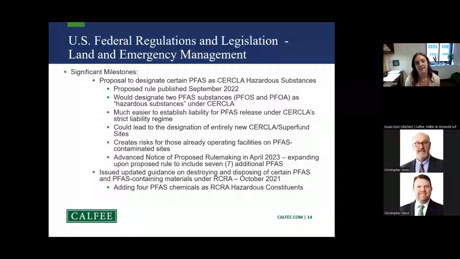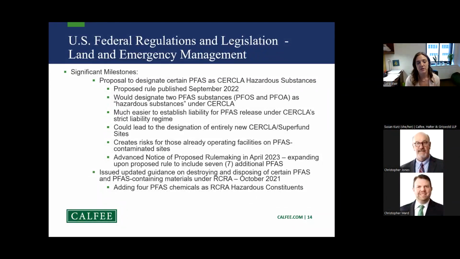Generally speaking, CERCLA provides the federal government with statutory authority to investigate, monitor, and respond to hazardous substances that have been released or are under threat of release in the environment. CERCLA also provides enforcement mechanisms for the government and private entities to hold parties responsible for cleanup costs if they're found to be liable for a release of substances that are either specifically designated as hazardous substances under CERCLA or determined to present an imminent and substantial danger to public health or welfare.